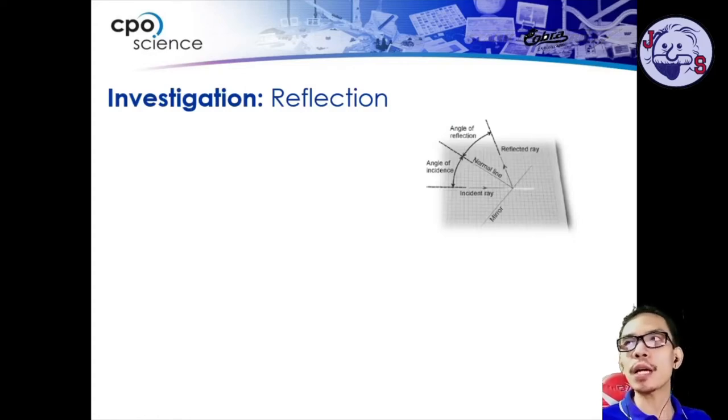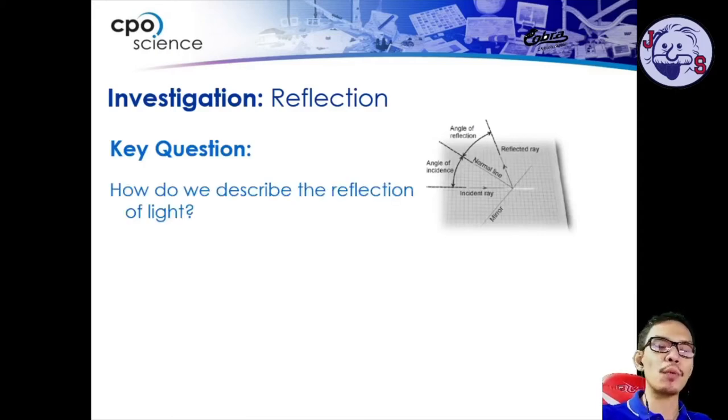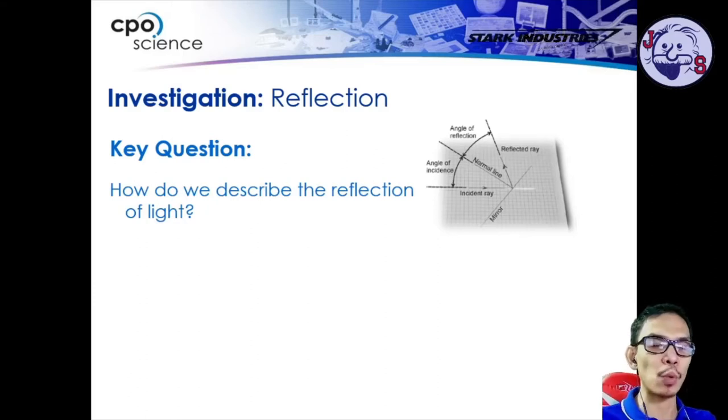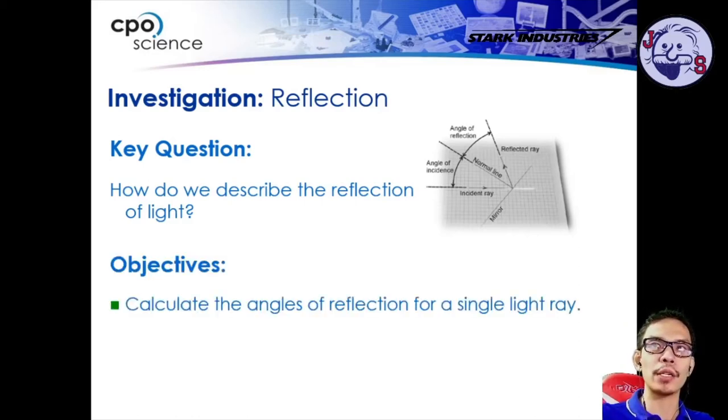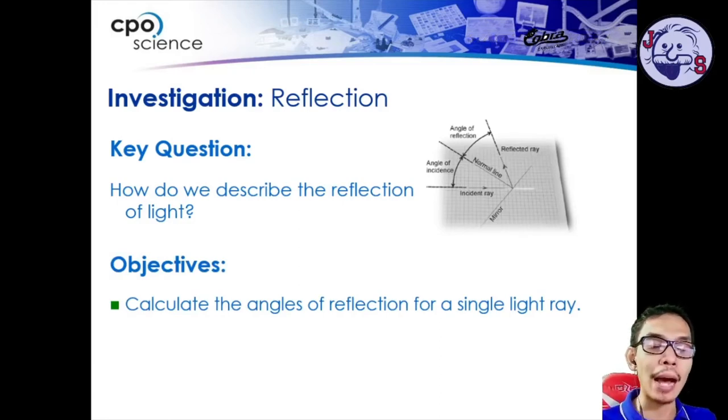The first thing that we are going to investigate is, what is reflection? Typically, the question we are going to answer here is, how do we describe the reflection of light? What are the things that we can take note of when light is being reflected? We are going to calculate the angles of reflection in a single light ray.